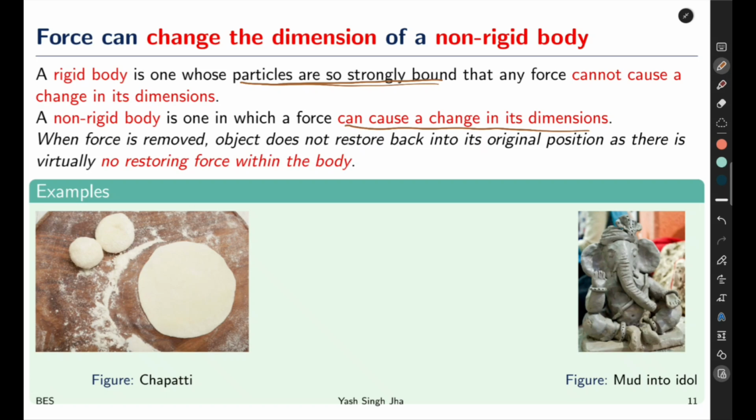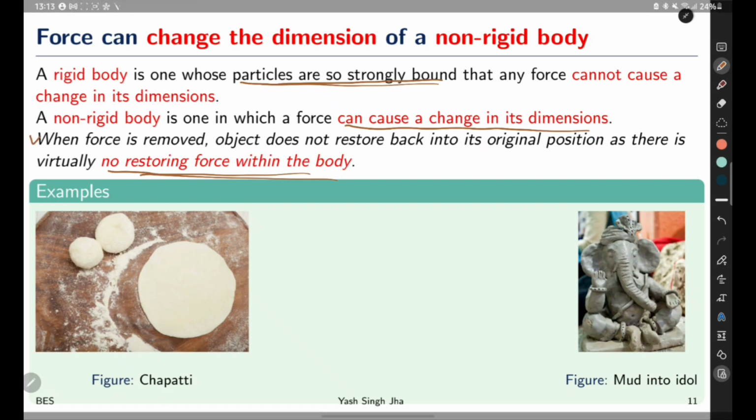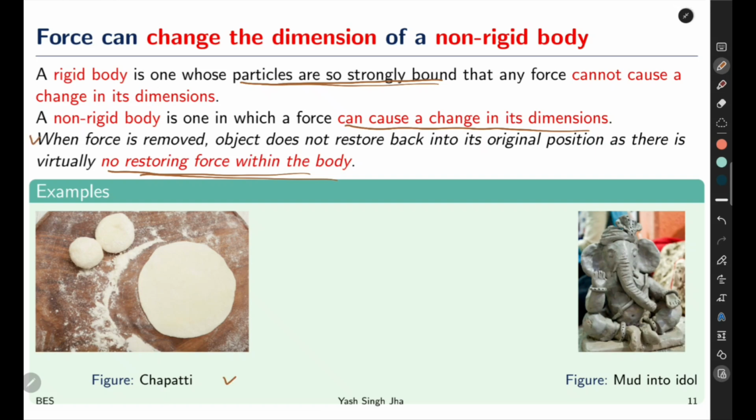Moving on, what I am trying to say here is the force can change the dimension of a non-rigid body. When the force is removed, the object does not restore back into its original position, as there is virtually no restoring force within the body. What are the examples of this? The examples are when we make a roti or chapati at home. The wheat dough that we make is circular in shape, and then we compress it and flatten it into a chapati. So the shape of the non-rigid body has changed.